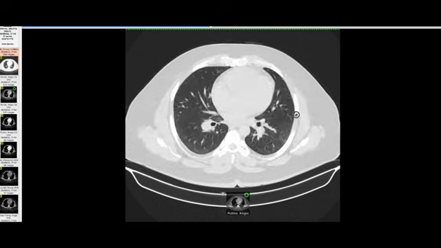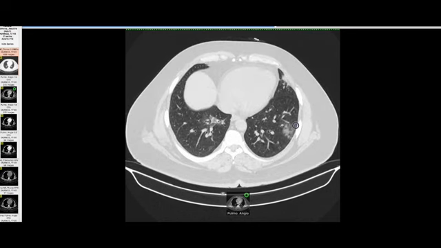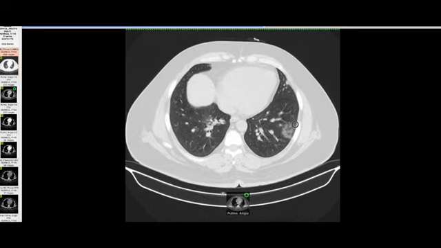Other signs you can see: there will be a peripheral based wedge shaped opacity, like in this case, that will be a pulmonary infarct. And third finding, like in this case, there will be alveolar opacities. This is ischemic pulmonary hemorrhage because of pulmonary infarct.